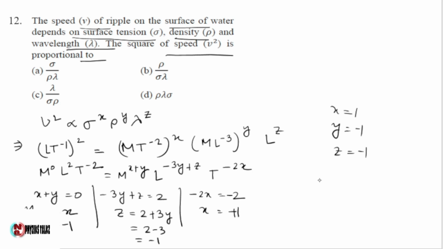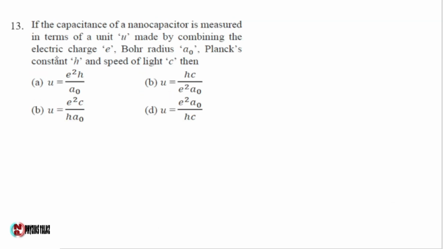So the relation is v squared proportional to sigma, rho to the power minus 1, lambda to the power minus 1, or v squared proportional to sigma by rho lambda. So the correct option is option A. Next question.